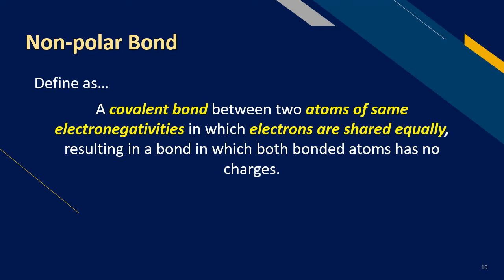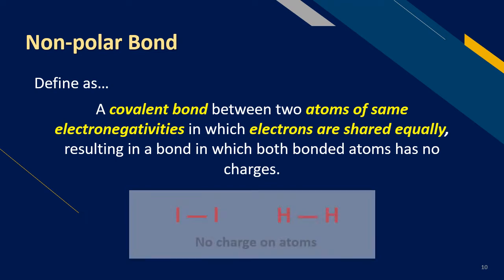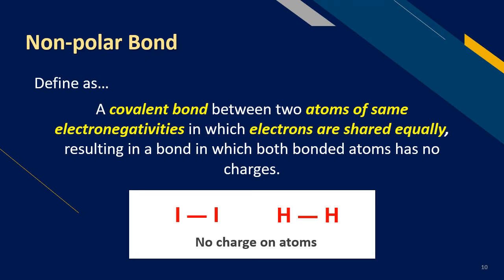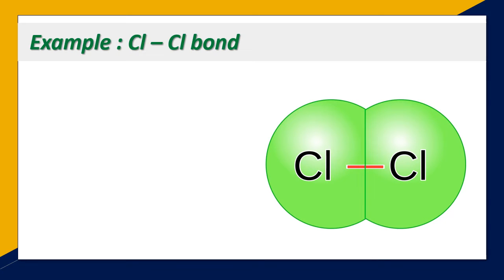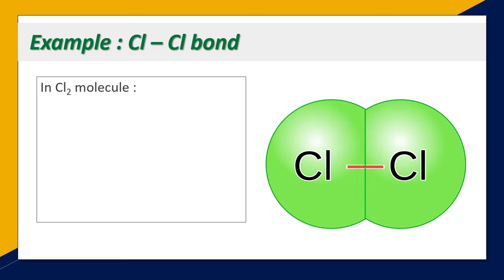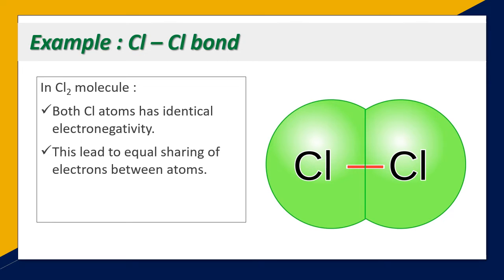A nonpolar bond can be defined as a covalent bond between two atoms of the same electronegativity in which electrons are shared equally. This results in a bond in which both bonded atoms have no charges. In the chlorine molecule, both of the chlorine atoms have identical electronegativity. Thus, this will lead to the equal sharing of electrons between the atoms. Therefore, the Cl-Cl bond in the chlorine molecule is a nonpolar bond.